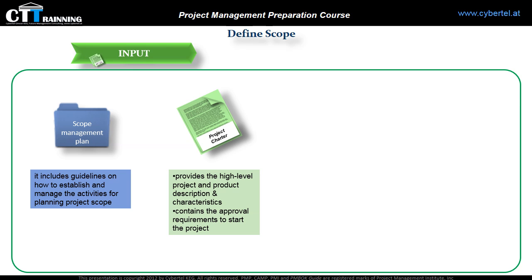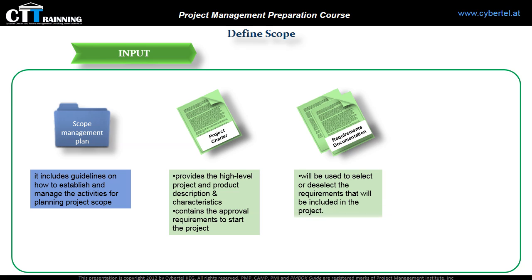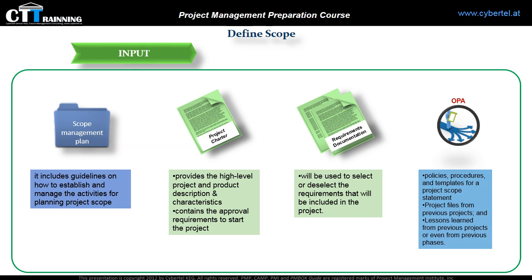We will also need the requirements documentation from the collect requirements process. This documentation will be used to select or deselect the requirements that will be included in the project. We also need the organizational process assets, because they may influence how scope is defined. For example, we will need the policies, procedures, and templates for the project scope statement, or project files from previous projects and lessons learned.